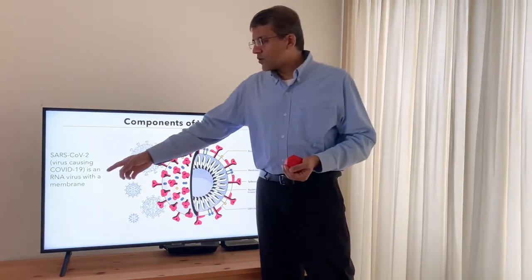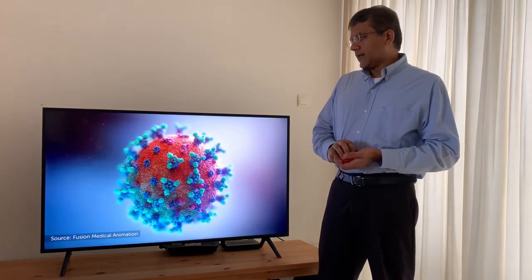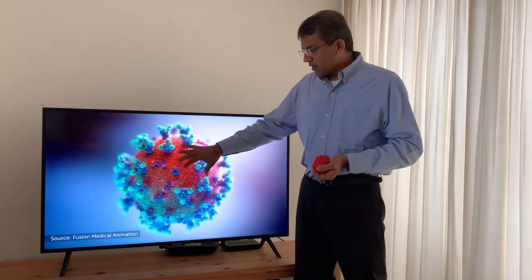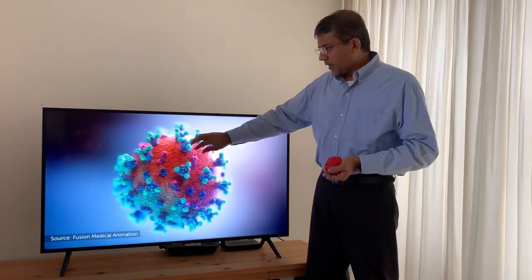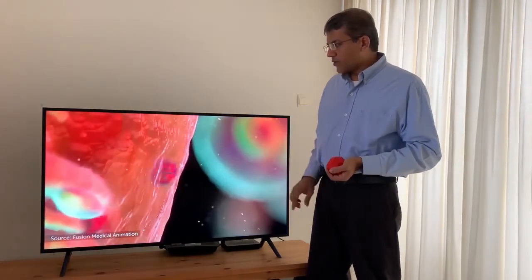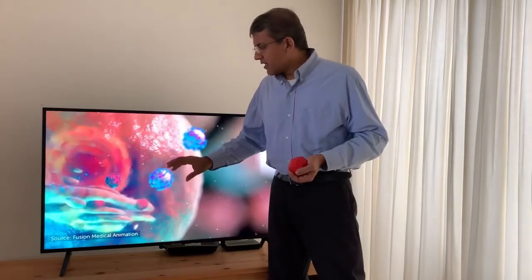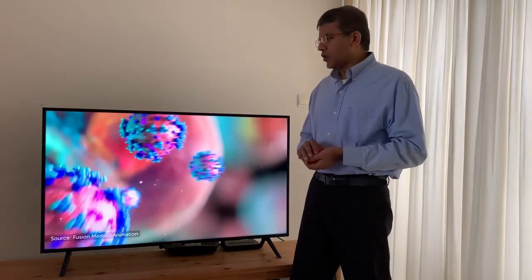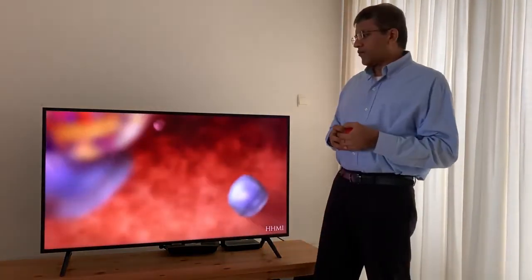So SARS-CoV-2 is an RNA virus, but it also contains a membrane. And this is an animation from Fusion Medical Animation, which shows you the SARS-CoV-2, the causative agent of COVID-19. It has these spike proteins. Those are the ones that are protruding out. You can see how much bigger the infected human cell is. And once infected, the human cell becomes a factory for making many, many copies of the new infecting virus particles. So one single virus particle is able to make thousands of copies of itself by infecting cells.